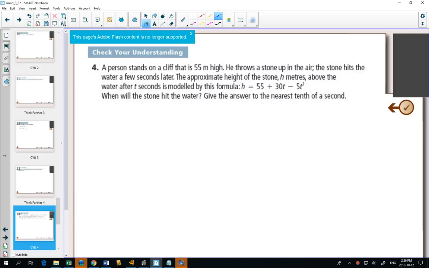This is a word problem that gets us to practice completing the square and solving. A person stands on a cliff that's 55 meters high, throws a stone up in the air, and the stone hits the water of a lake a few seconds later. They give us an equation by a formula. So here's the picture. We've got our cliff, we've got our person standing on the cliff, throwing a stone.